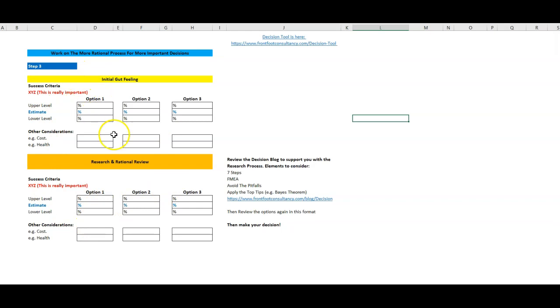So I'll talk you through the example in a minute, but to support the research and rational review process, go to the blog where you can look through the 7 steps, FMEA, avoiding pitfalls, take on board the top tips, etc. And that's all part of this supporting you in this research process. This will make sense in a second when I talk you through the example.